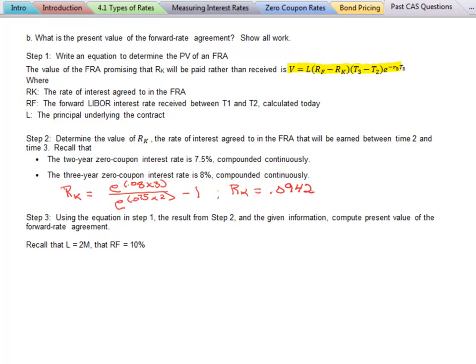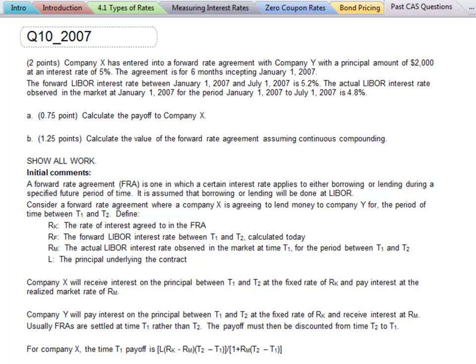And in step 3, using the equation in step 1, the result from step 2, and the given information, compute the present value of the forward rate agreement. Recall that L was given to us as 2 million and that R sub F is equal to 10%, and therefore V is equal to 2 million times (0.10 minus 0.0942) times (3 minus 2) times e to the negative 0.08 times 3, and that is equal to 9,124.88.